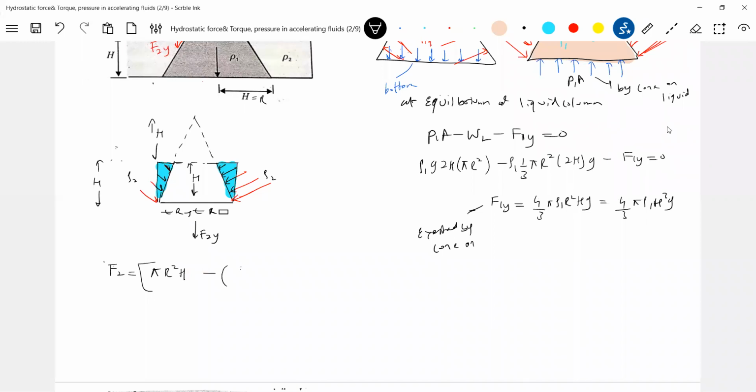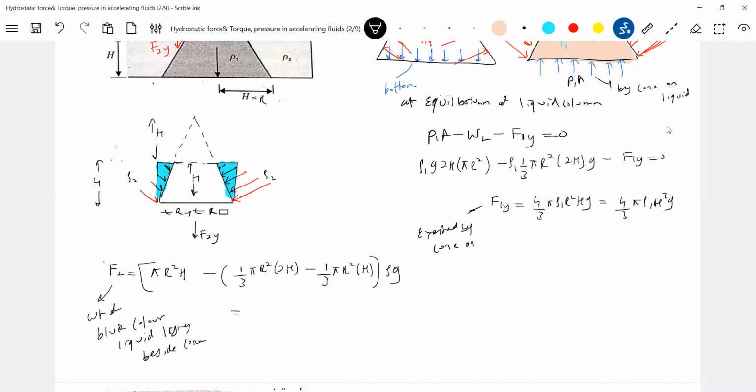So now in the bigger volume, 1 by 3 pi r square 2h, you subtract another smaller volume, a smaller cone. Solve this, you'll get the weight of, what is this F2? Weight of the blue color liquid lying beside the cone.